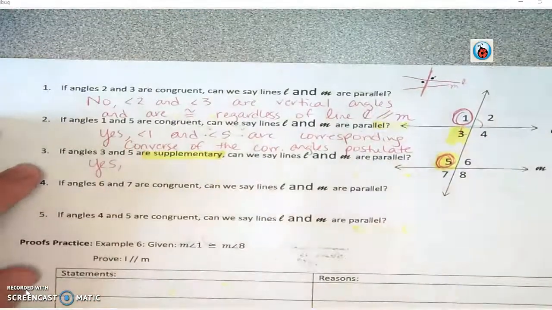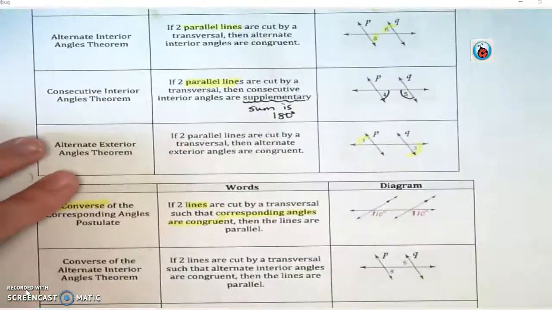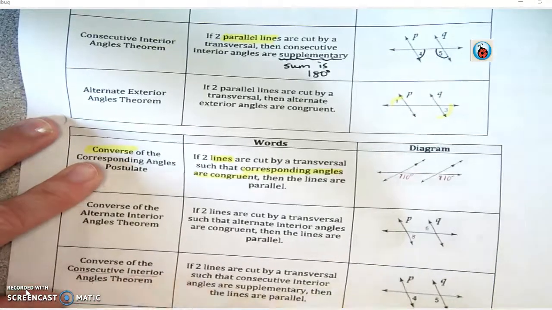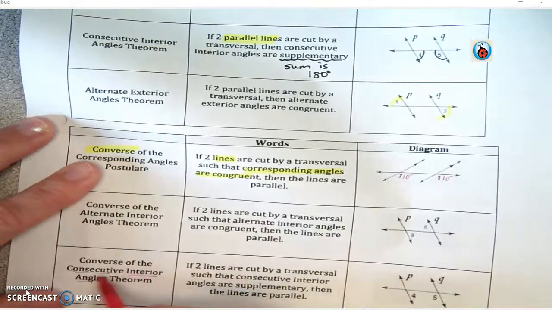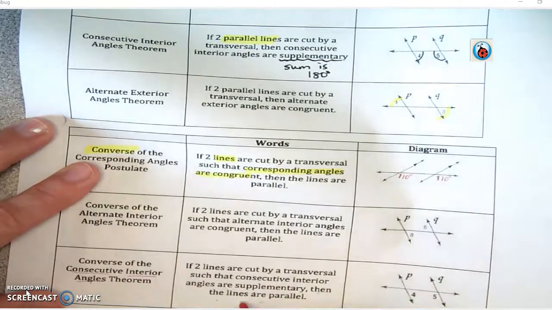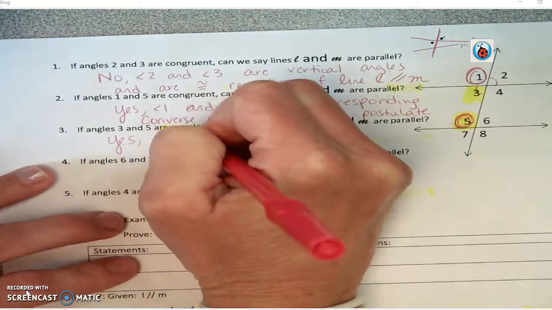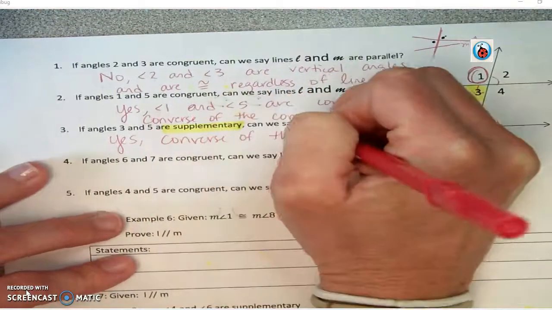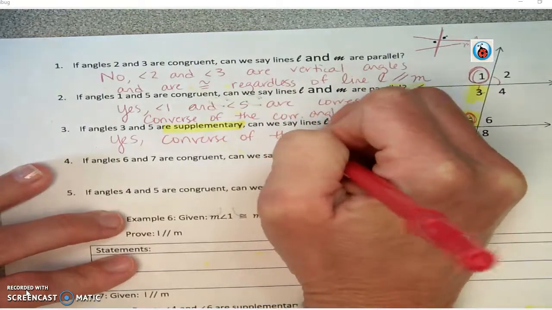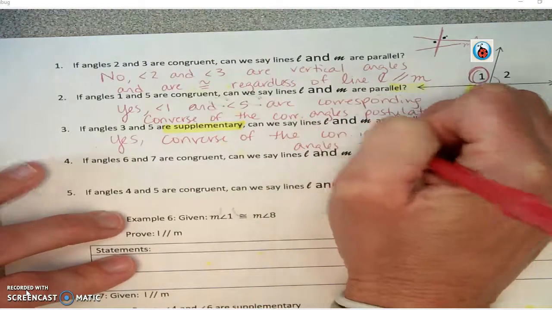So 3 and 5 are consecutive interior angles. They are consecutive interior angles. So by the converse of the consecutive interior angles theorem, if you know consecutive interior angles are supplementary, then you know the lines are parallel. So that is the converse of the consecutive interior angles theorem.